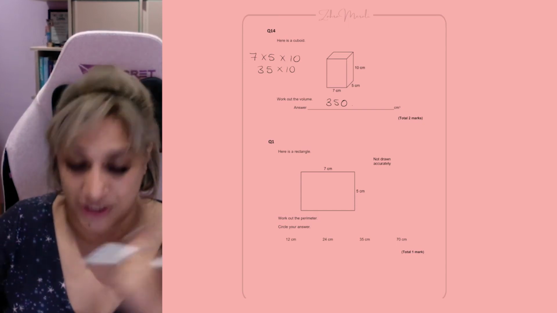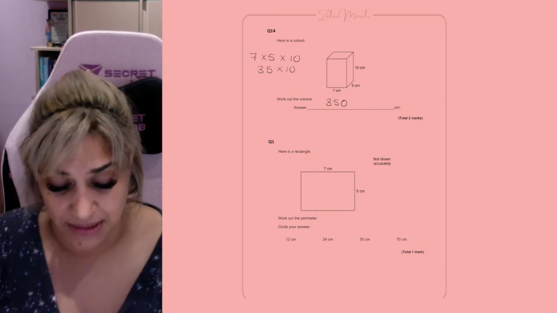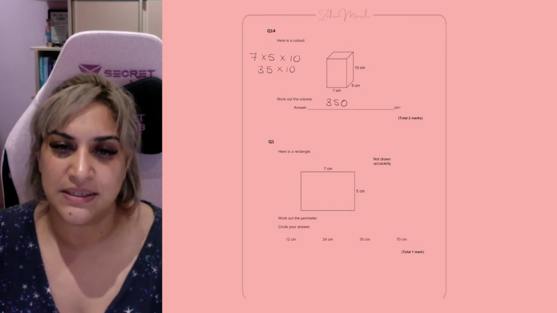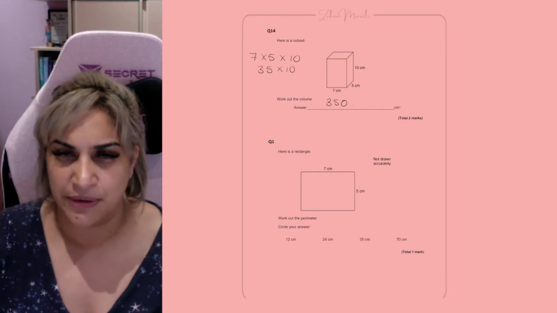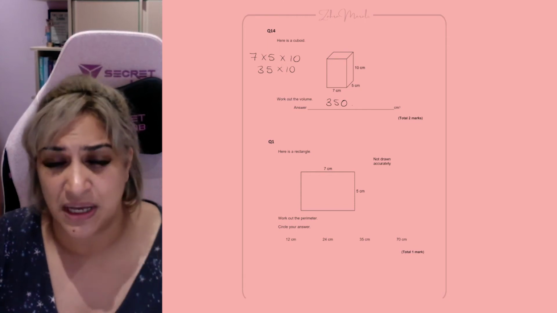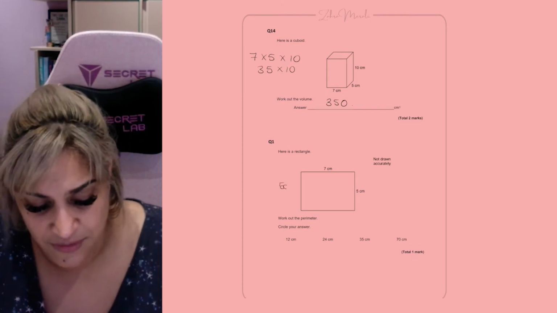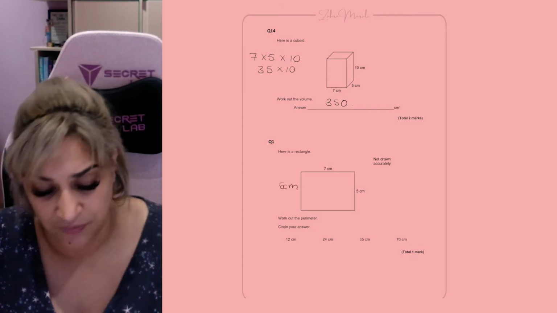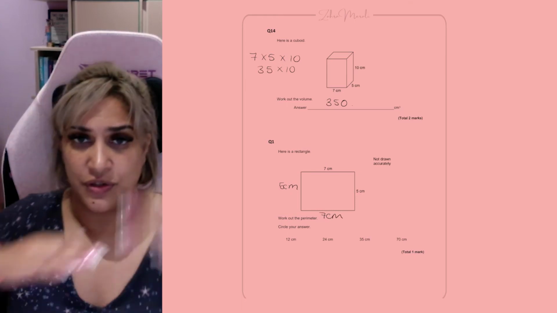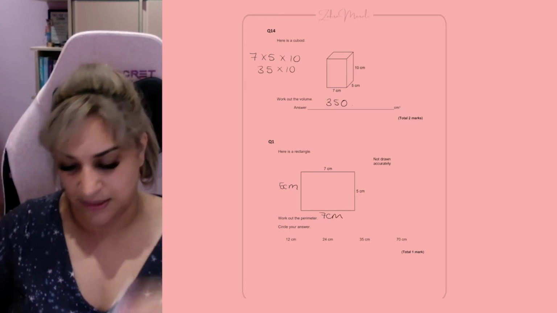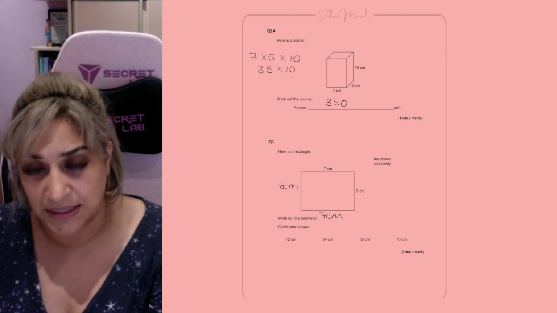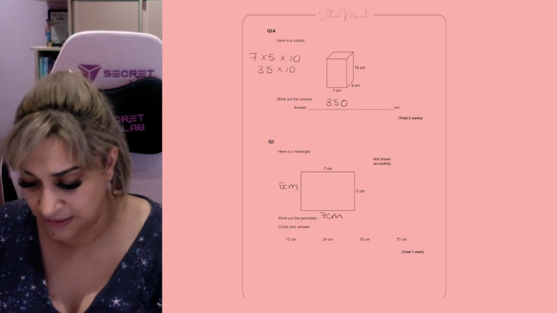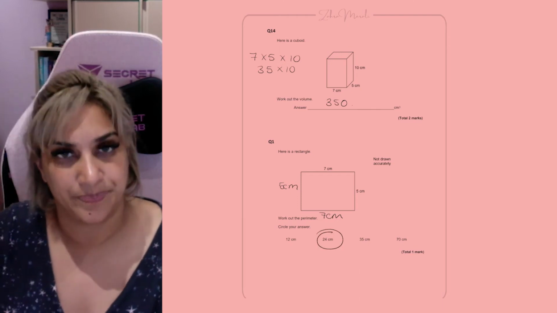Oh, which is the next question. It says work out the perimeter. So you've got one side. So first of all, if you're asked for a perimeter, fill in all the sides that you're not given. So if it's a rectangle, that must be 5 and that must be 7. So up and down equal, side by side equal. So you've got 7 plus 7 plus 5 plus 5, which gives you 24.